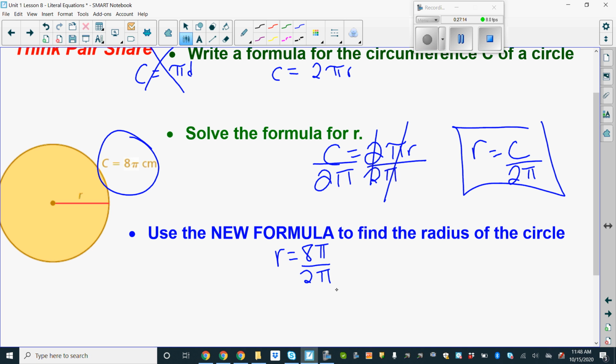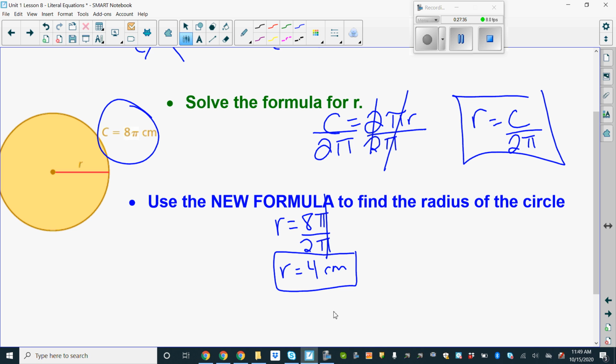So here, pi divided by pi, they cancel each other out. So all we're left with is 8 divided by 2, which is the radius of 4 centimeters. And make sure you always give it its label as well because it's talking about a measurement. So here was centimeters, so you know to answer in centimeters as well.